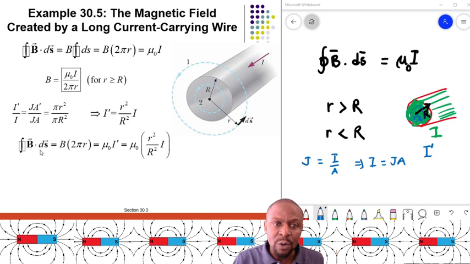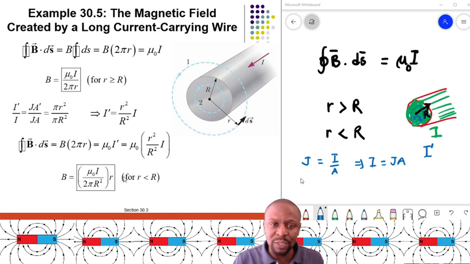Now, if you go back to that equation and plug in the values, the current enclosed for r less than big R is just I prime, and we know what I prime is. Therefore, this is what you are going to have for B. What I also want to show you is the following: do you see that the magnetic field increases linearly with r for r less than R, but decreases with r for r greater than R.